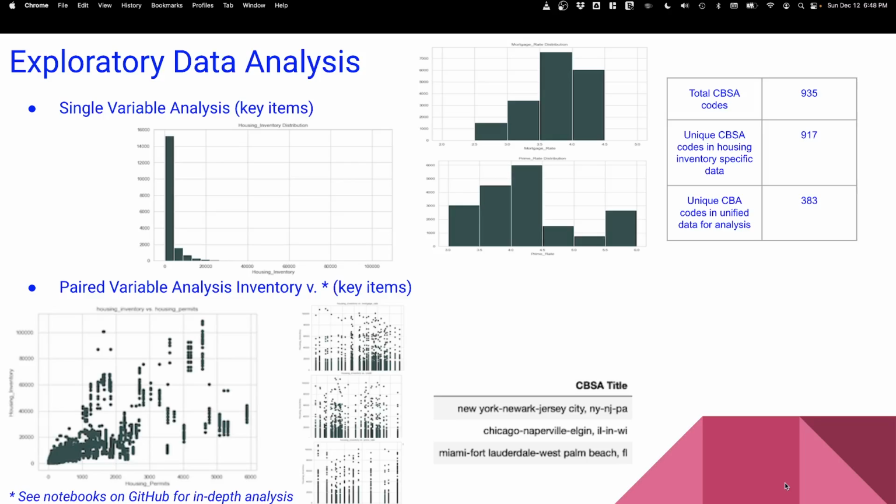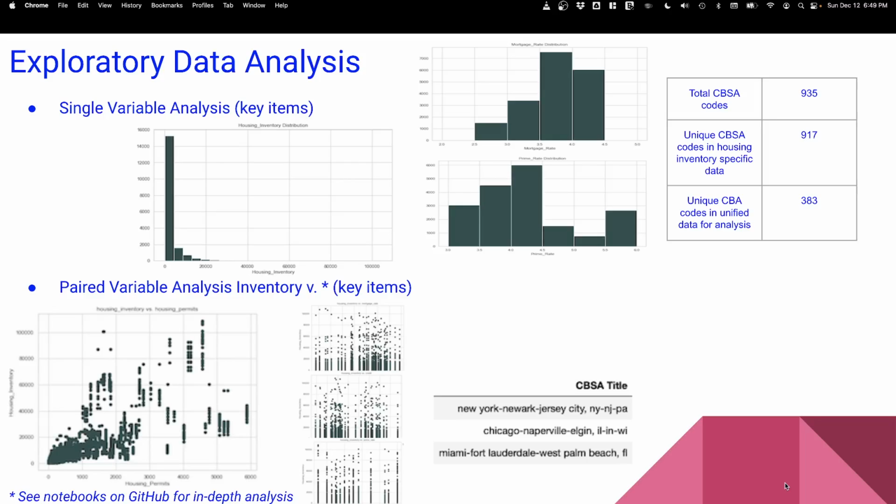Moving into the paired analysis, the interesting thing there on the left is the housing permits to housing inventory that actually had a fairly linear relationship. Although there is a fair amount of heteroscedasticity, there is a line that could be drawn through that that's fairly straight. Looking across the rates, we see a strong trend across the mortgage rate, the prime rate, and then the revolving credit. They all have very similar shapes and quite a bit of spread. So just an interesting thing that came out there.